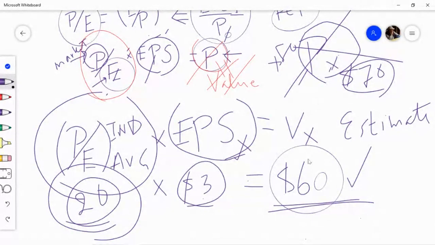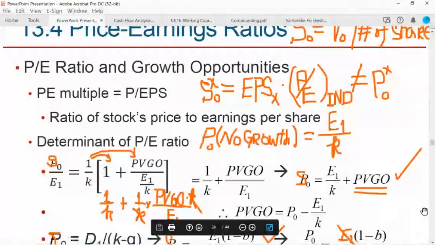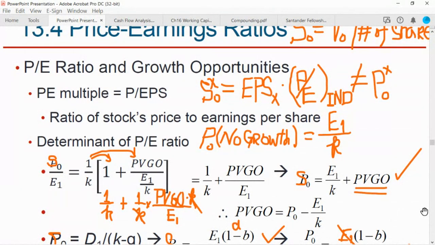So obviously, this is very much lacking. It's only a rule of thumb, nothing but a rule of thumb. There must be something better. That's why the discounted cash flow model came about. That's what they call price earnings multiple, and that's how they used it for valuing stocks in the old days.